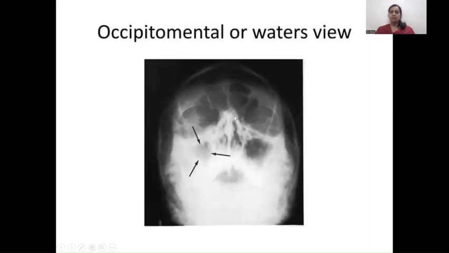And this is the Waters view, or the occipitomental view. Here we can see the sinus on both sides, and in this one there is a pathology. Mostly it will be radiolucent. If it is an air-filled cavity, it should be radiolucent. But when comparing the left side to the right side, there is a radio-opacity. It seems some pathology is there in the sinus.